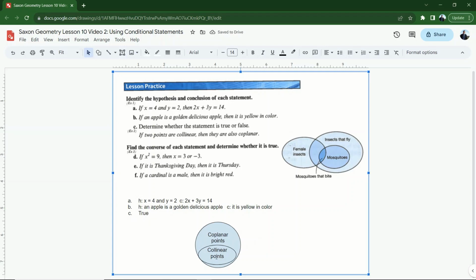Inside my coplanar points, I can state that if 2 points are collinear, then they are also coplanar, but I would not be able to state the converse because coplanar points are not necessarily collinear, right? We could have non-collinear coplanar points.